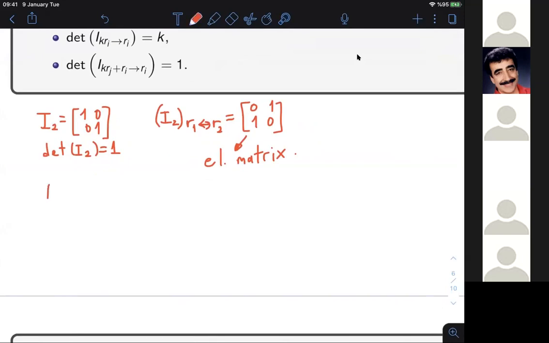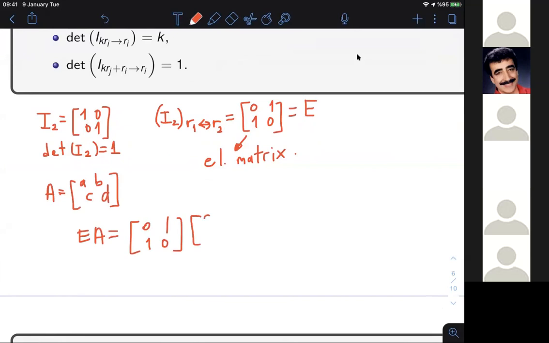So for example, if I take a matrix A, which is a, b, c, d, let's call this E. Now what is E times A? If you remember, if I do this 0, 1, 1, 0 on a, b, c, d, what I get is 0, 1, so this gets c, d, and a, b. You see, this is just the matrix A where row 1 and row 2 are swapped. So I am expressing, in a sense, these elementary row operations by matrix products. So elementary matrices help me with that, representing elementary row operations by matrix products.